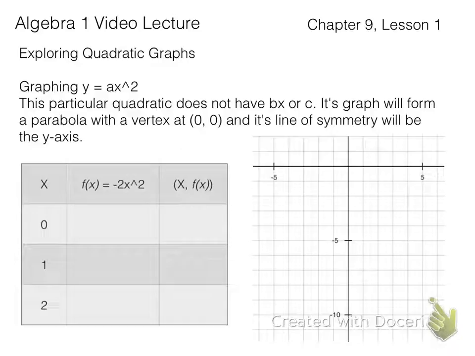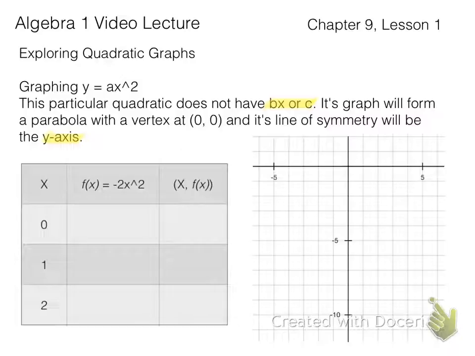Basically, we just have y equals ax to the second power. Well, it means that the graph will form a parabola, duh, it's to the second power, and the vertex will be at 0, 0. So as long as you don't have this stuff going on, you already know where the vertex is, all right? And its line of symmetry will be the y-axis. So if you already know that the vertex goes through 0, 0, you really don't even have to do the math for it, though I will in just a second.